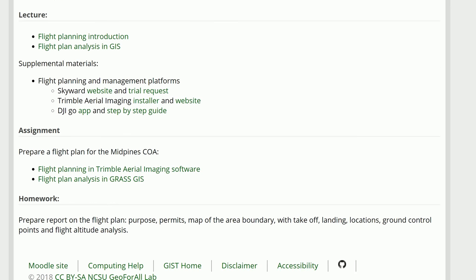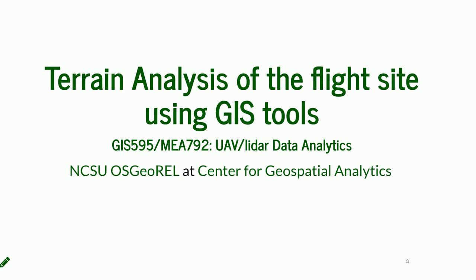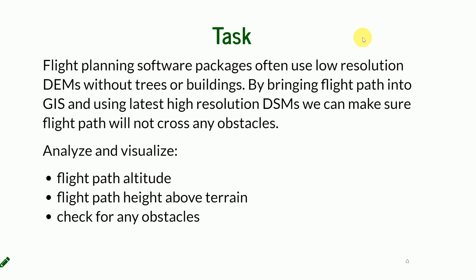So what you're going to do during this analysis of the GIS tools, as I mentioned before, is this: the flight planning software packages either use the low resolution DEM that is accessible online, that doesn't have trees, buildings, or other features, it just has the ground, or are not using any reference at all. It just arbitrarily designs a plane over which it executes the flight plan. So by bringing the flight into GIS and using the high resolution DSM, the surface model, we can make sure that the flight path will not cross any obstacles.